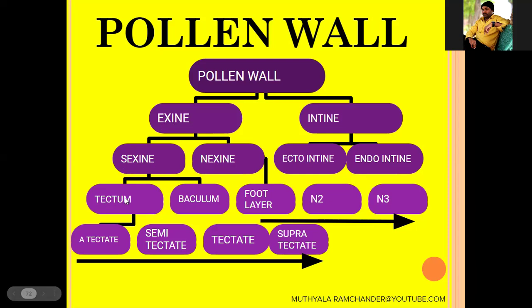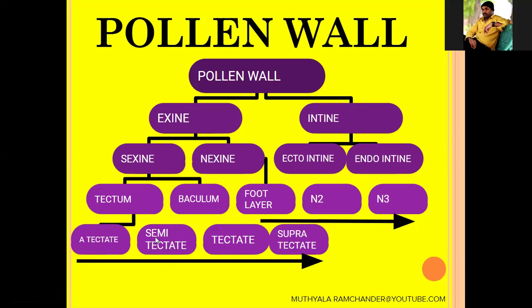Based on the presence of the tectum layer in angiosperms, the pollen grains are divided into four types. They are atectate pollen grains, semi-tectate pollen grains, tectate pollen grains, and supratectate pollen grains. Atectate pollen grains means the tectum layer is absent in the sexine layer. Tectum is absent. This type of pollen grains is called atectate pollen grains.